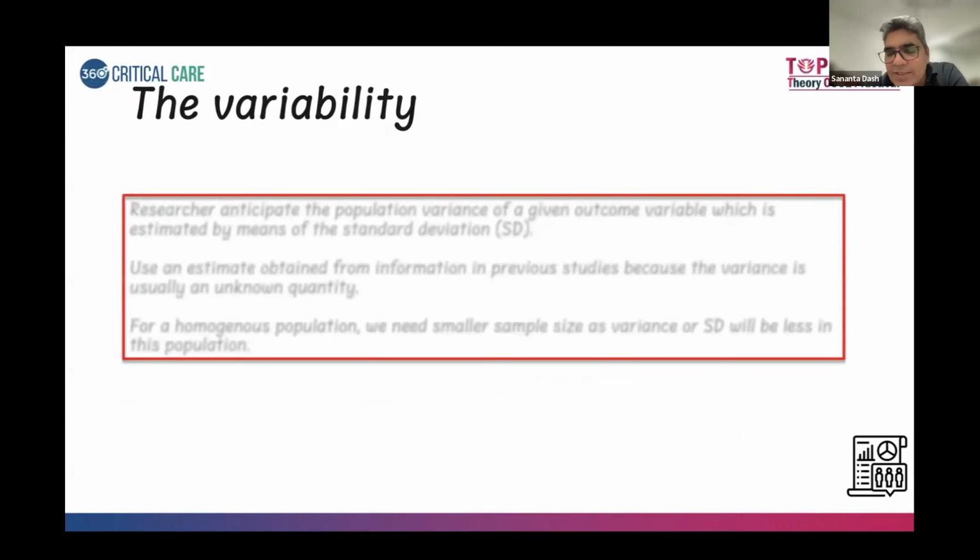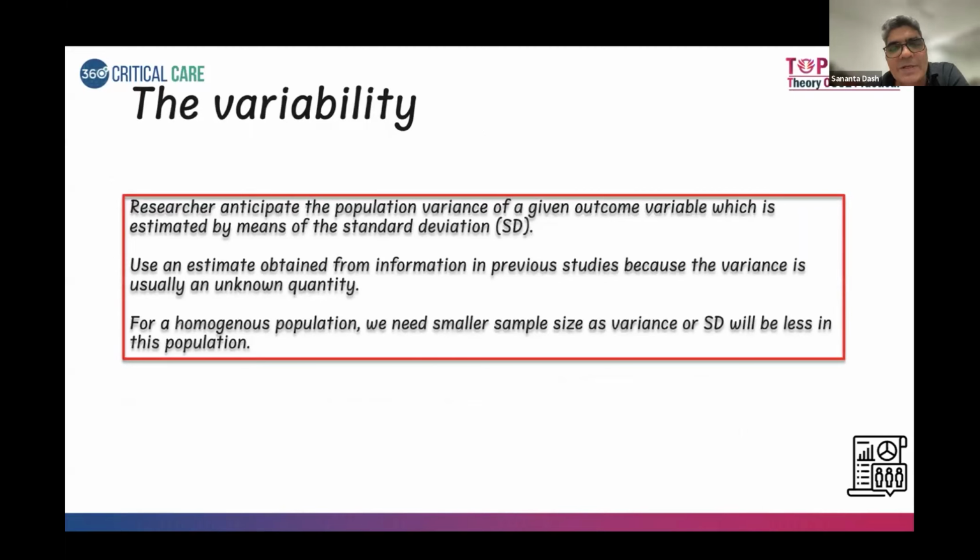Now, the next point that governs sample size is the variability. Researchers anticipate the population variance of a given outcome variable, which is estimated by means of standard deviation. There are many ways you estimate the variability in a sample, but standard deviation is the most important and most commonly used.